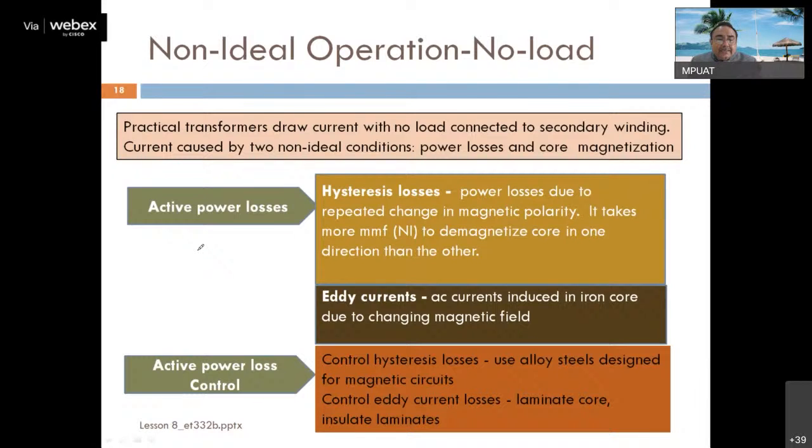Now iron has a curve called the BH curve. H is the magnetizing force, which is proportional to current, and B is the magnetic field produced due to this current. So let us say my core is initially in a completely non-magnetized condition.